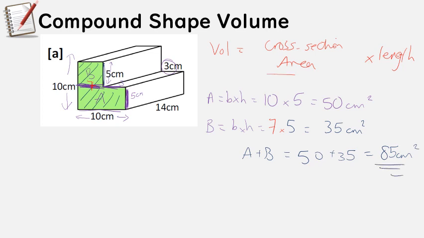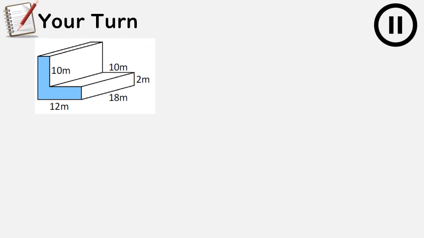Let's go back to our formula. I've got to do the cross-sectional area, which I've now found, times by the length. So the cross-section area is 85 times by the length, remember, is how far back it goes, which is this 14 there. You can use a calculator for these questions. So 85 times 14 gives me 1,190 centimetres cubed. So very similar example. Pause the video and have a go at this one.